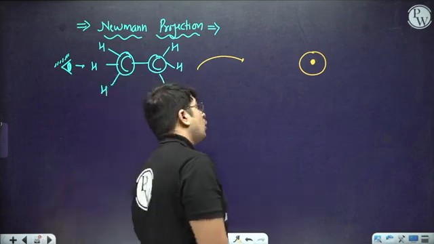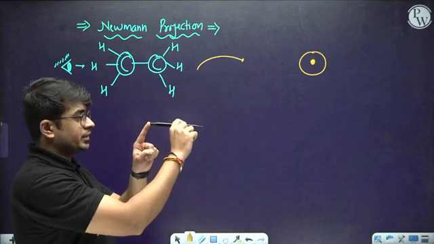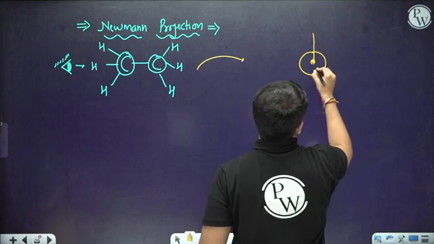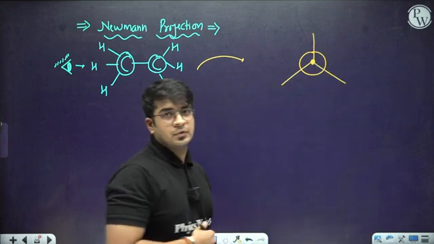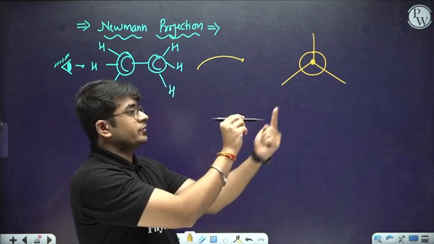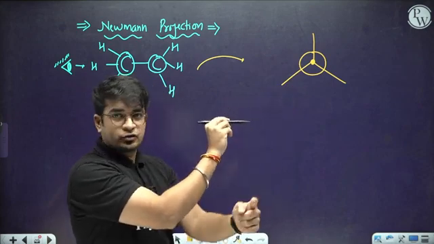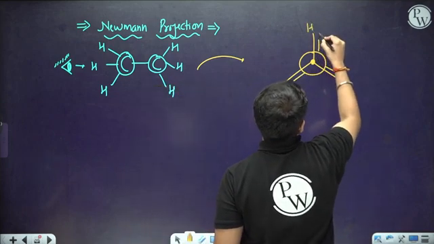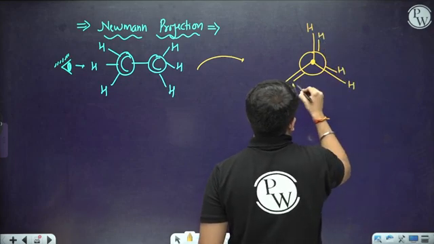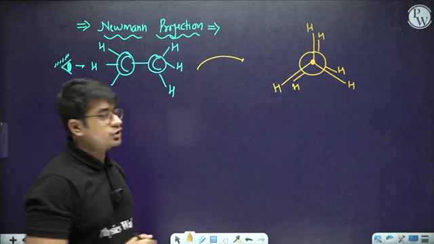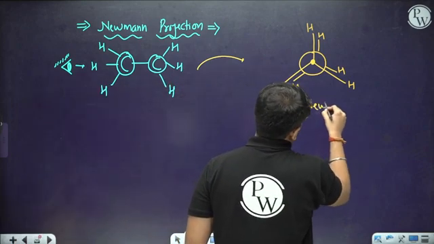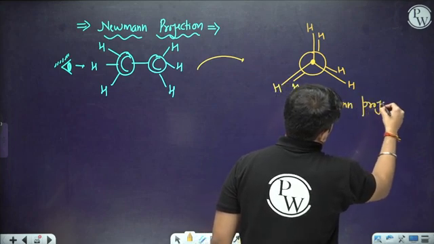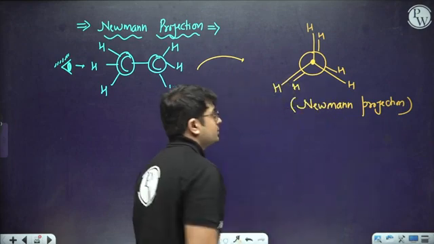Now this front carbon is connected with hydrogen 1, hydrogen 2 and hydrogen 3. In the same way, the back carbon is connected with hydrogen 1, hydrogen 2 and hydrogen 3. So I can say it must be attached to these 3 bonds, and they must be hydrogen, hydrogen, hydrogen, hydrogen, hydrogen, hydrogen. This type of projection is known as the Newman projection. I hope this part is clear.